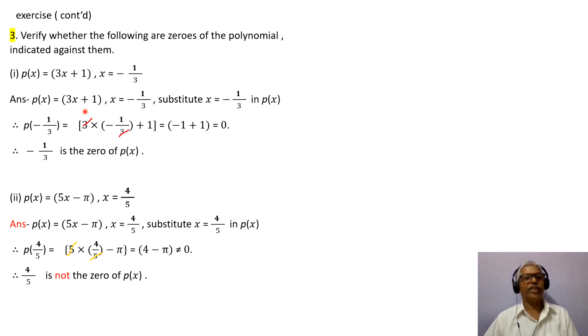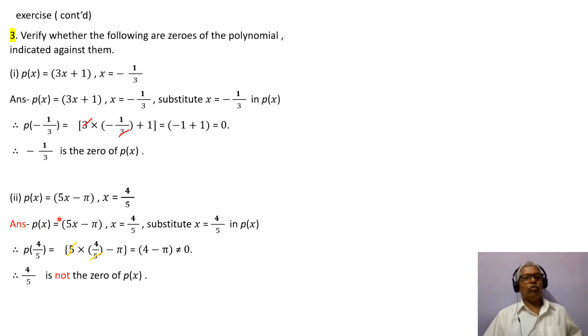p(x) is equal to 3x plus 1 and x is equal to minus 1 upon 3. So substitute x equal to minus 1 upon 3 in p(x). We have done it here. p of minus 1 upon 3 is equal to 3 into minus 1 upon 3 plus 1. So 3 cancels, you get minus 1 plus 1 is 0. Yes, the value of the polynomial is 0 at x equal to minus 1 upon 3. Hence, minus 1 upon 3 is a zero of p(x). That is what we have to find out.